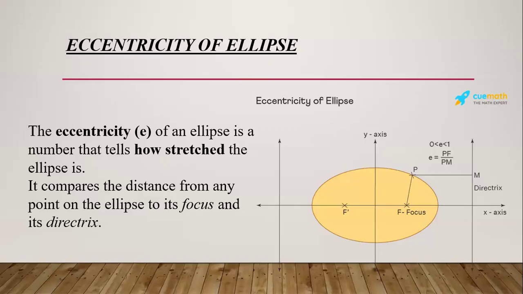All right, so the eccentricity of an ellipse, pardon me if I'm not saying that correctly. The eccentricity of an ellipse is a number that tells how stretched the ellipse is. It compares the distance from any point on the ellipse to its focus and to its directrix. So you can see how stretched it is from the focus, from this point here, to the directrix. So it's here. Okay. Next slide, please.